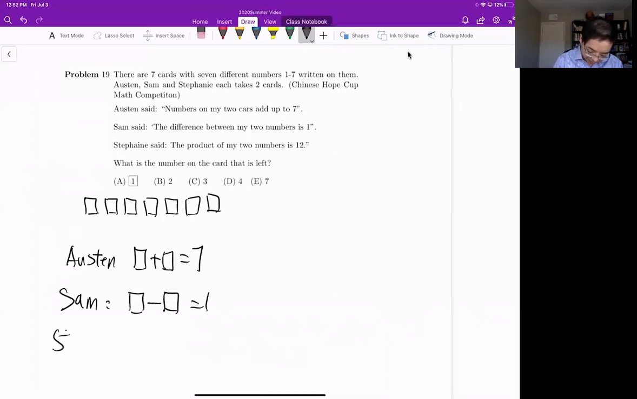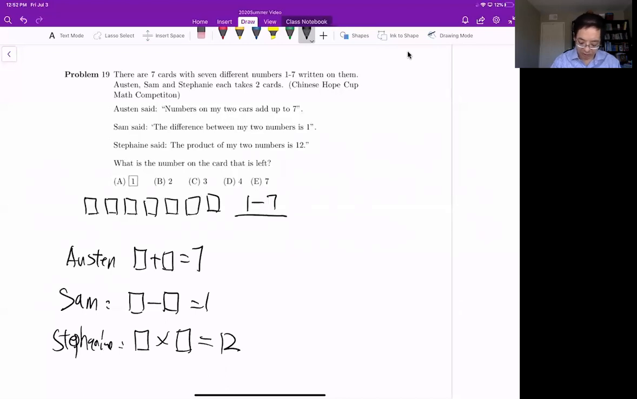And then Stephanie said, okay, if I multiply them together, it equals 12, right? So those are numbers from 1 to 7. Now we need to figure out which one is left behind, right? So what is the number on the card that is left and no one took it? Okay.